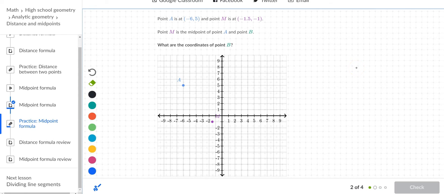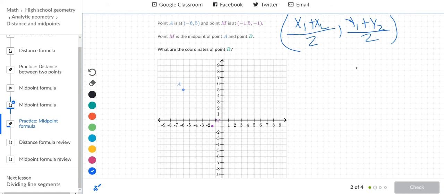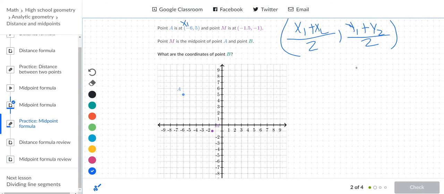So to calculate it, we're going to continue using the midpoint formula. Again, midpoint formula, x1 plus x2 divided by 2, and then y1 plus y2 divided by 2. And we know our x1, y1, and we know our midpoint. That is not our x2, y2. Again, this is a midpoint. We know that that's going to end up being your final answer.